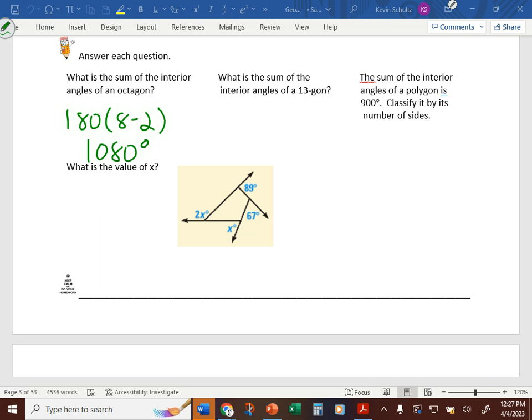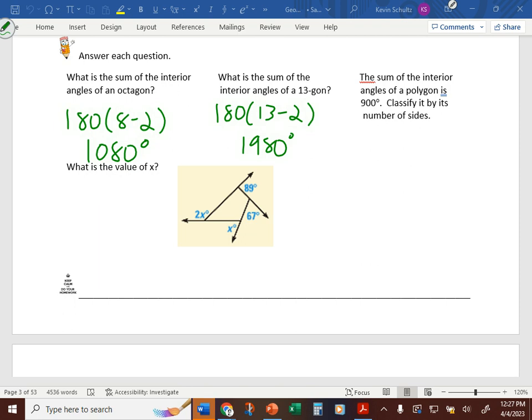What is the sum of the interior angles of a 13-gon? 1,980 degrees. So we're going to take 180 times 13 minus 2, or 180 times 11, and we get 1,980 degrees. Right?